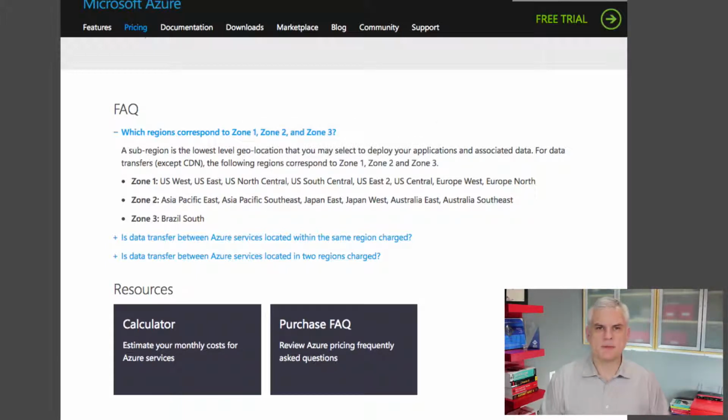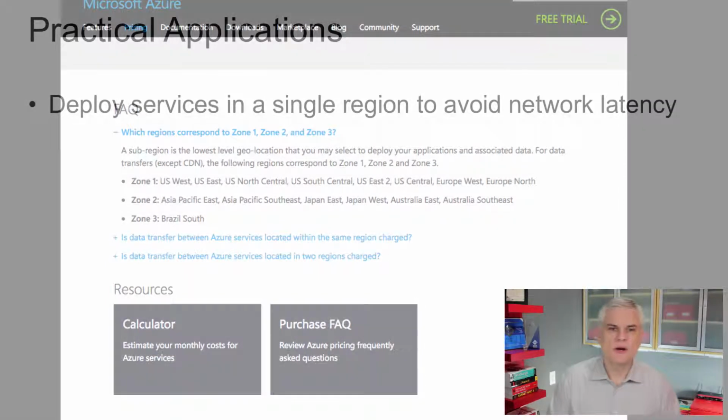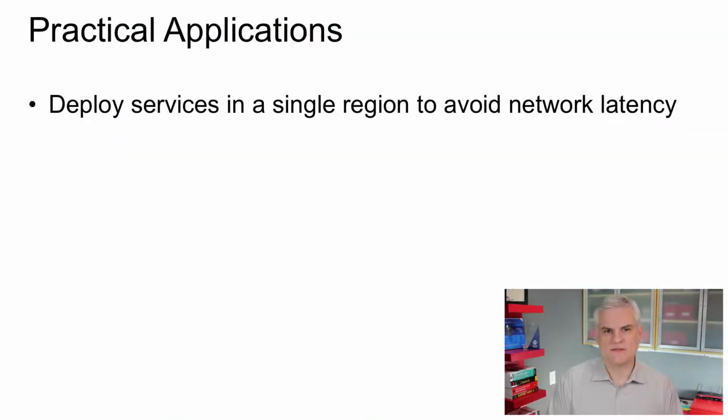Well, a couple things come to mind from a practical perspective. Whenever you build a solution that relies on Microsoft Azure, you're going to want to deploy all the services that you rely on in a single region in order to avoid network latency. Even the best network has some latency associated with it. So you're not required to do this. You could spread services around the globe for a single application if you want to, but if speed is your goal, then you'll want to consider putting them all in the same place.